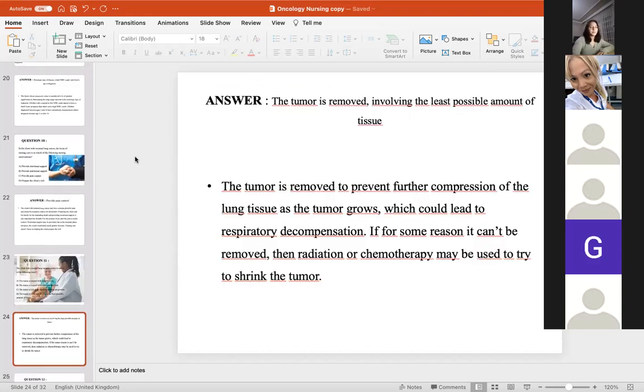And answer, the tumor is removed involving the least possible amount of tissue. The tumor is removed to prevent further compression of the lung tissue as the tumor grows, which could lead to respiratory decompensation. If for some reason it can't be removed, then radiation or chemotherapy may be used to try to shrink the tumor.